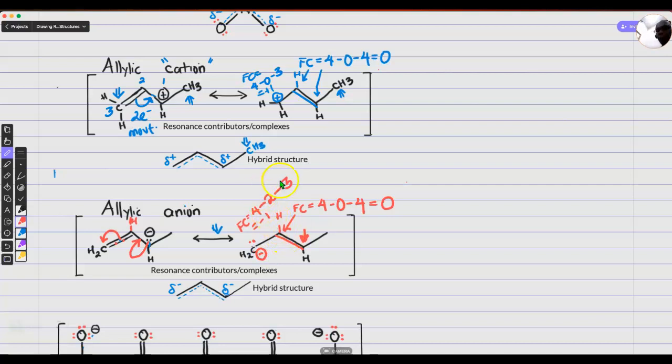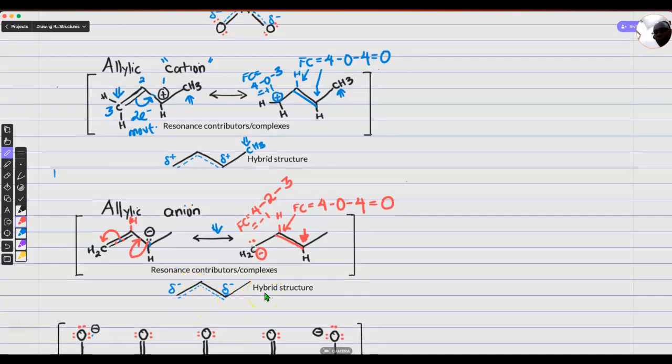Like before with the allylic cation, we have to show the hybrid of the allylic anion, and these lines are just showing the pathway of the negative charge between the 2 resonance structures. And I say partial negative because the negative charge is distributing itself as it moves around, as it bounces around, as it resonates, as it does resonance.